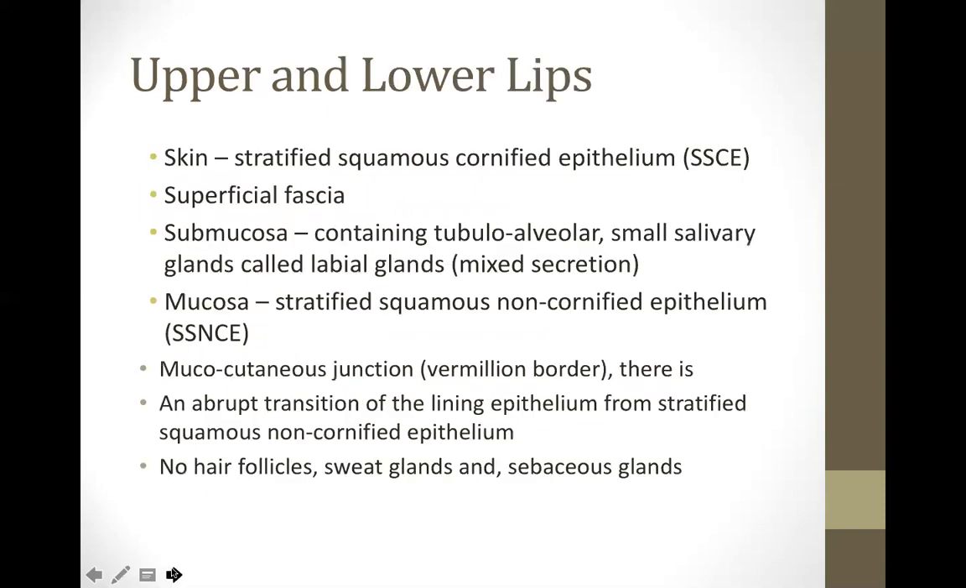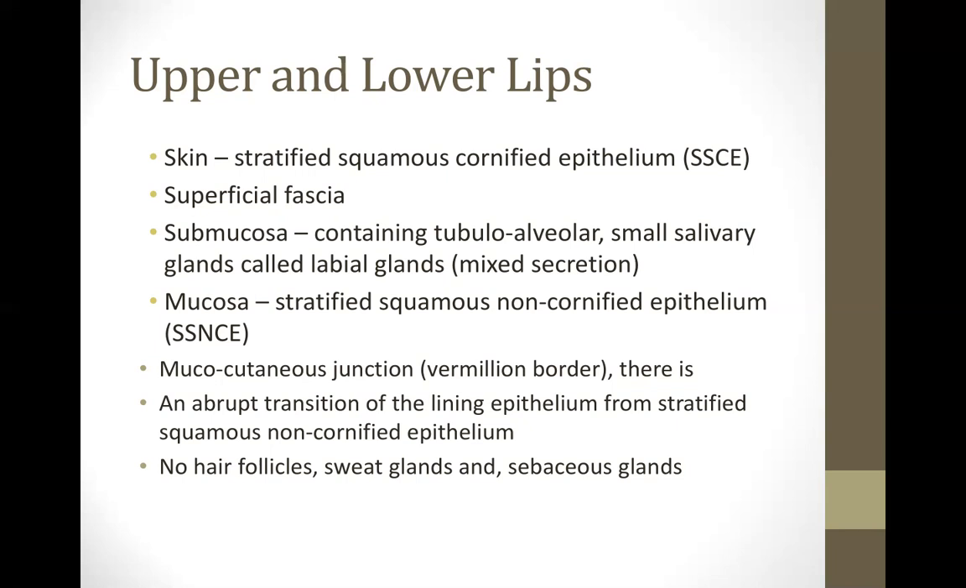All right, so let's start with the outer. Now we have the upper and the lower lips. As you all know, it's the skin, and that is lined by stratified squamous cornified epithelium. It is actually considered superficial fascia, but the submucosa of these lips contain mixed secretion. So pwede silang mucus, pwede silang serous, and that is because of the small salivary glands called your labial glands. The medical term for lips is labial. It is of mixed secretion.